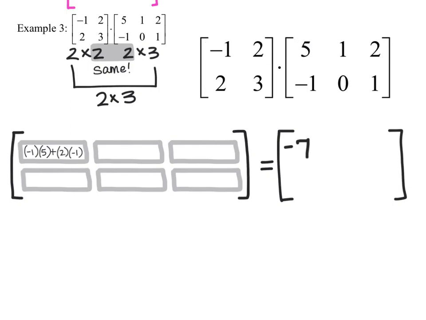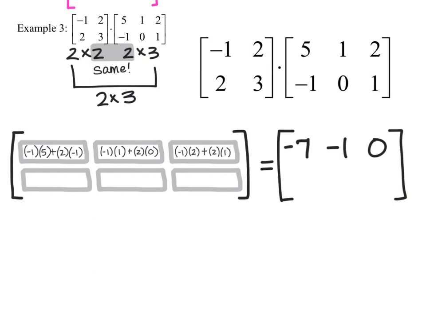So we'll do the first number times the first number plus the second number times the second number and get negative 7. For element 1,2, we're going to multiply the first row of the left matrix by the second column of the right matrix. So we'll have first number times first number plus second number times second number, which gives us negative 1. For element 1,3 of our product, we're going to multiply the first row of the left matrix by the third column of the right matrix. So we'll have first number times first number plus second number times second number, which gives us 0.